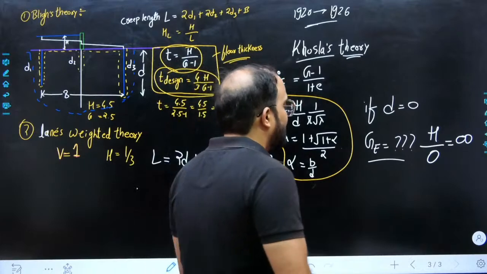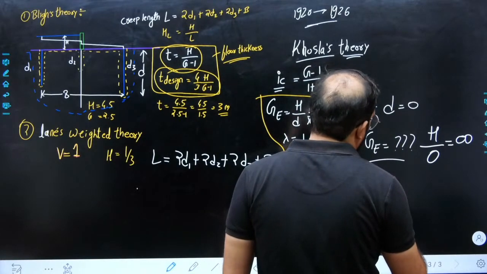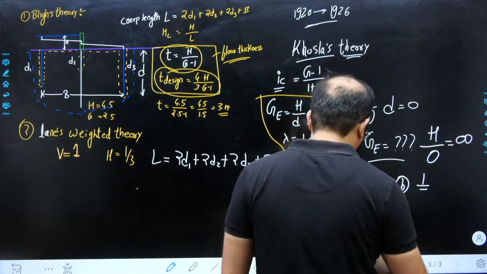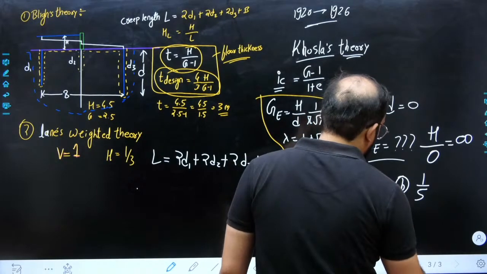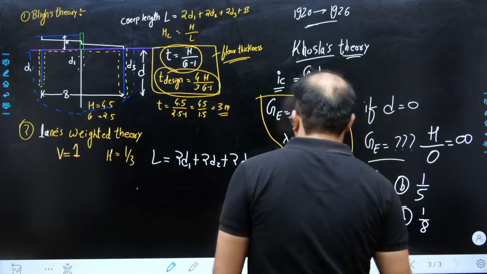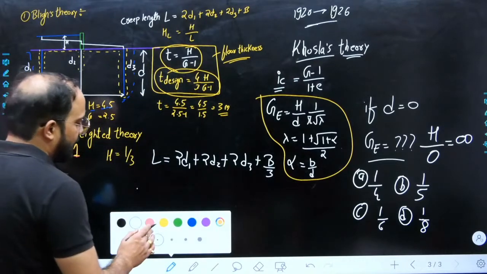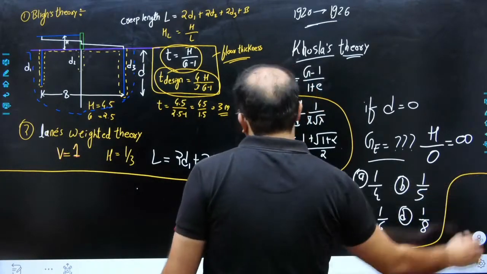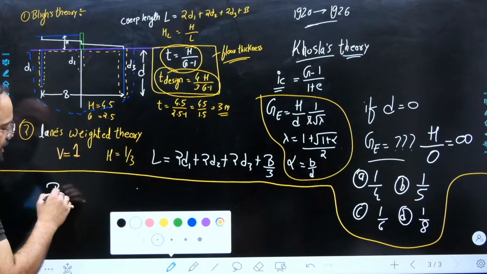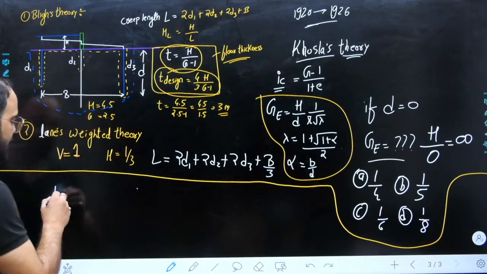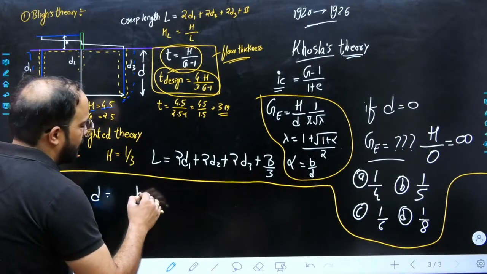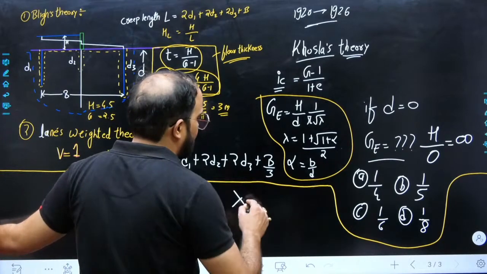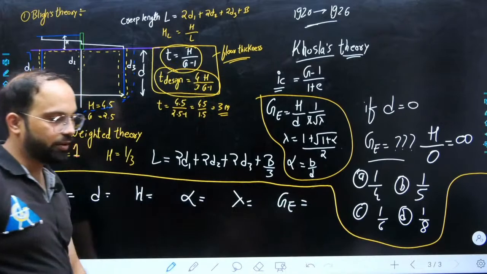The exit gradient is, so you have to find the exit gradient. Options are A, 1 by 4; B, 1 by 5; C, 1 by 6; and D, 1 by 8. Now tell me, what will be the value of B? What will be the value of D? What will be the value of H? What will be the value of alpha? What will be the value of lambda? And what is the value of exit gradient?